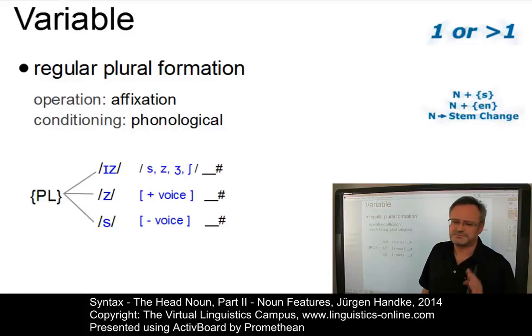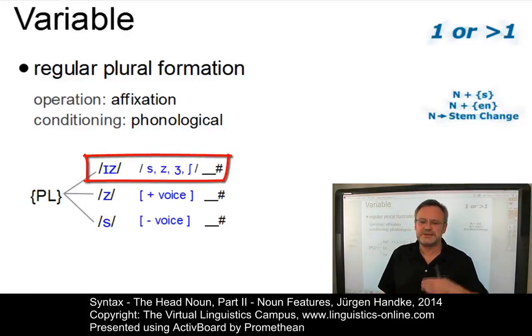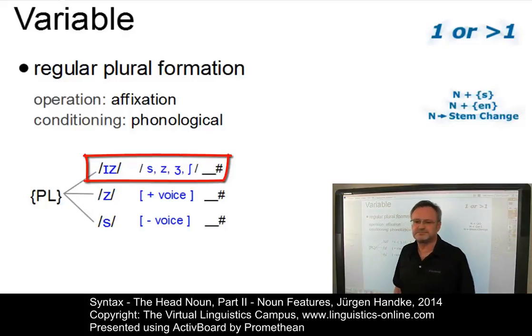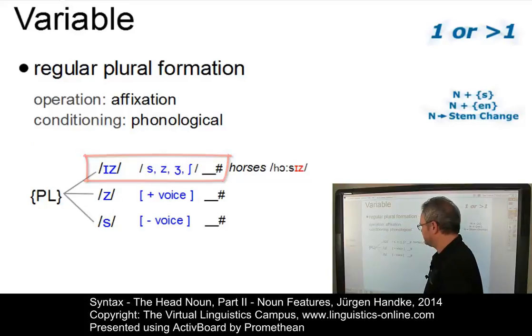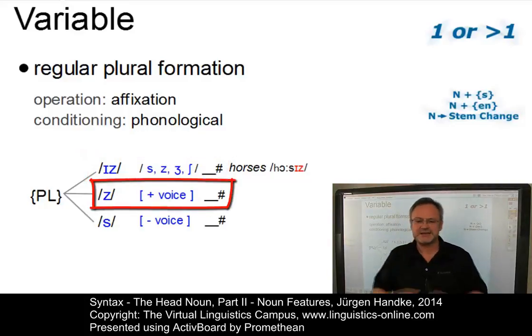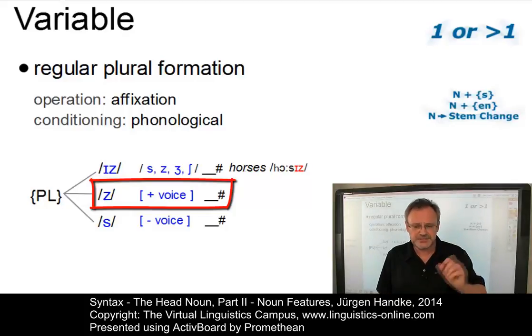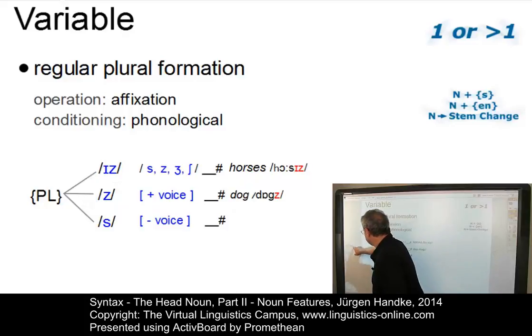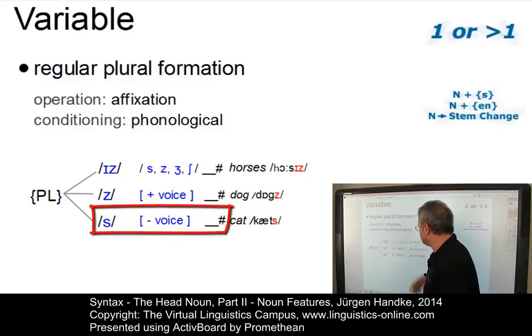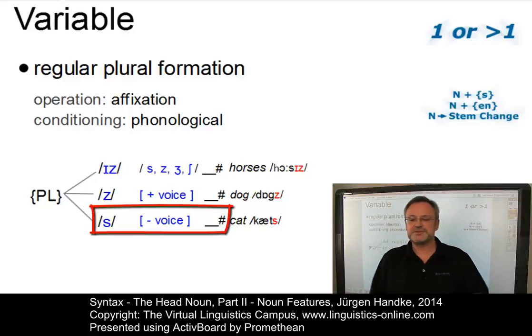Here it is. Now, the first part of the rule means add iz to a base form if the singular ends in a so-called sibilant, that is an alveolar or post-alveolar fricative, s, z, sh, or zh, as in, and here is one example, horses. The second part of the rule means add z, that is the voiced alveolar fricative, if the singular ends with a vowel or a voiced consonant other than a sibilant. An example is dogs. And the plural in cats is determined by the rule that you add s if the singular ends with a voiceless consonant other than a sibilant.